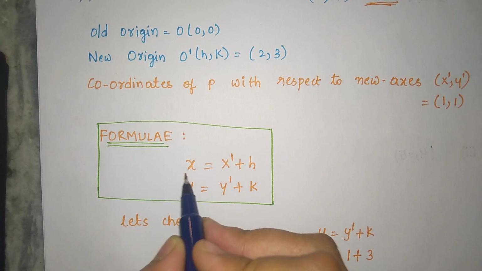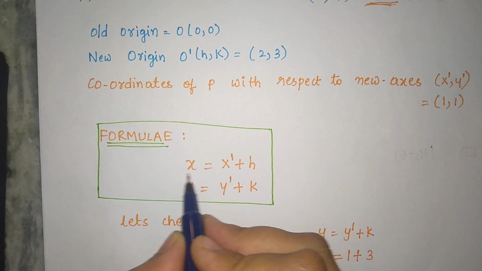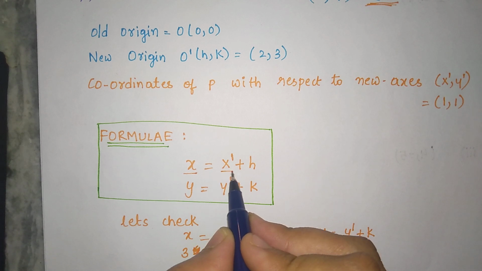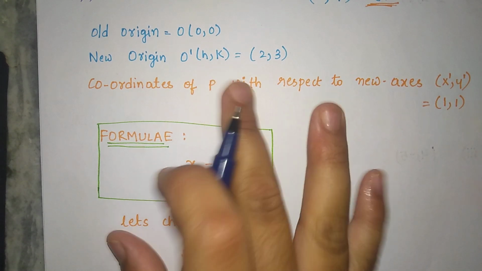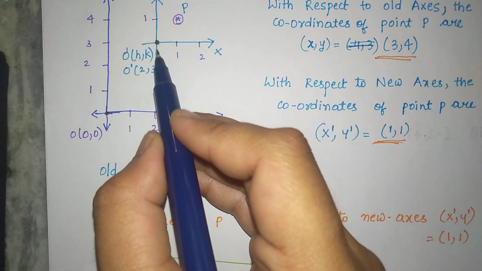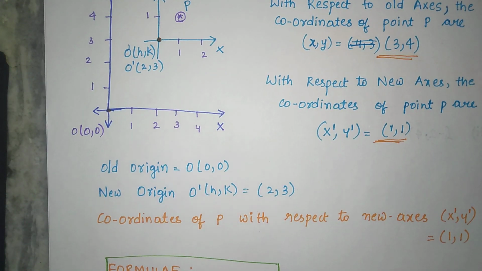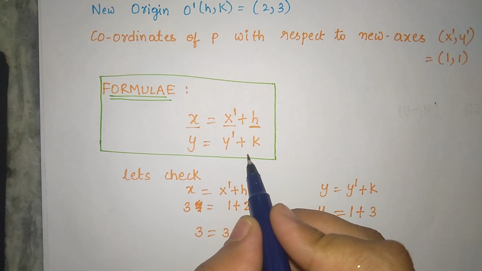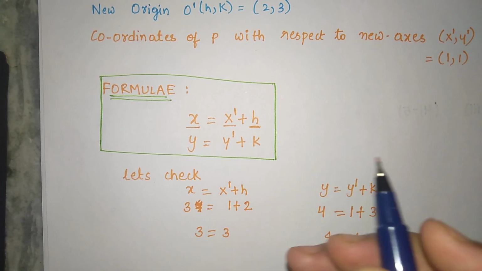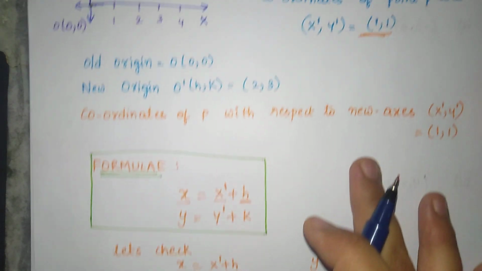We are representing the old axis coordinates as small x, and the new axis coordinates as capital X dash. This is the shifted origin. So what is the shifted origin? So this is the shifted origin. Okay. So y coordinate as y dash plus k.